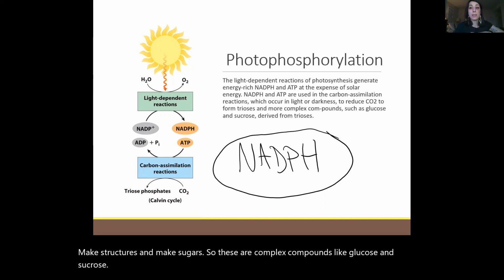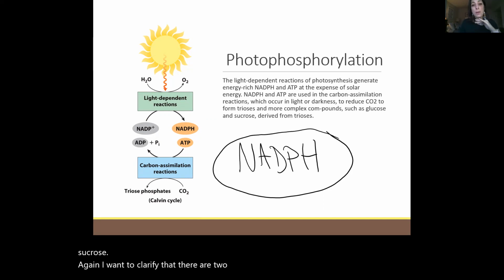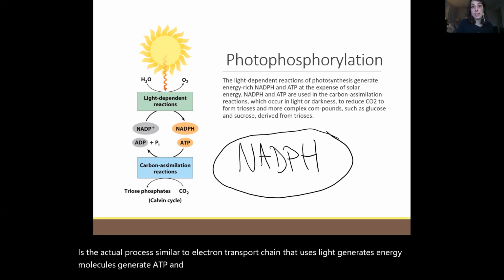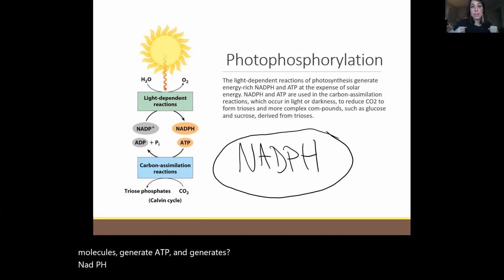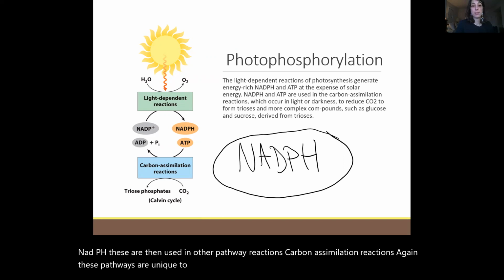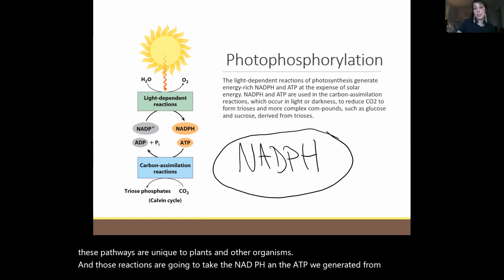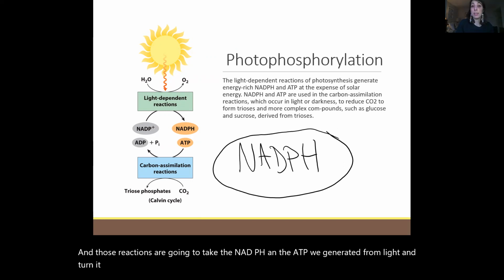Again, I want to clarify that there are two separate processes happening. Photophosphorylation is the actual process, similar to the electron transport chain, that uses light and generates energy molecules. It generates ATP and it generates NADPH. These are then used in other pathway reactions, carbon assimilation reactions. Again, these pathways are unique to plants and other organisms. And those reactions are going to take the NADPH and the ATP we generated from light and turn it into complex structures like sugars.